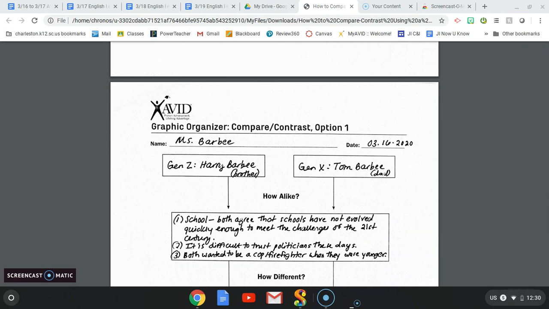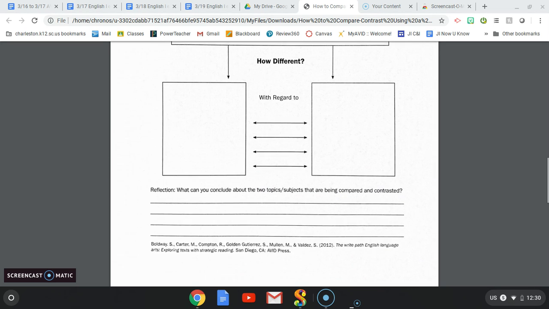Both my father and brother agree that public education needs much improvement and that schools have not evolved quickly enough to meet the challenges of the 21st century. Regarding politics, they're both in tune with the news and election debates, but they find it hard to trust most politicians. My father and brother are two very different people, and so I thought it was interesting that both of them wanted to be a cop or a firefighter when they grew up.